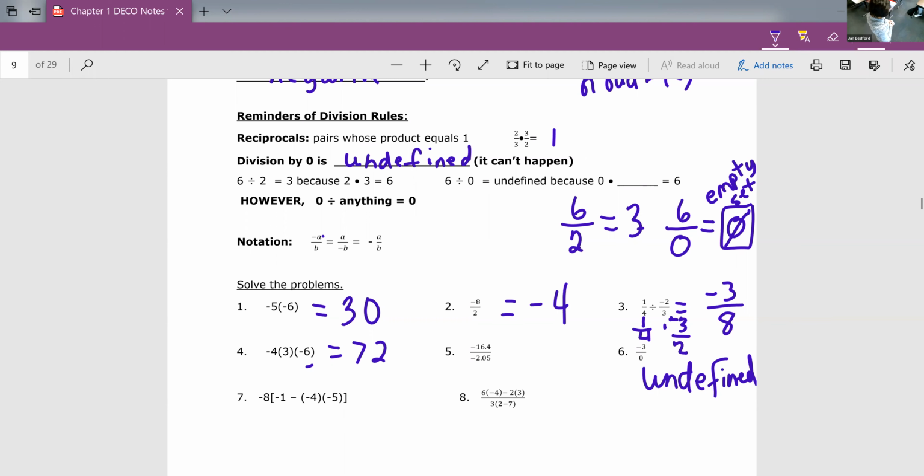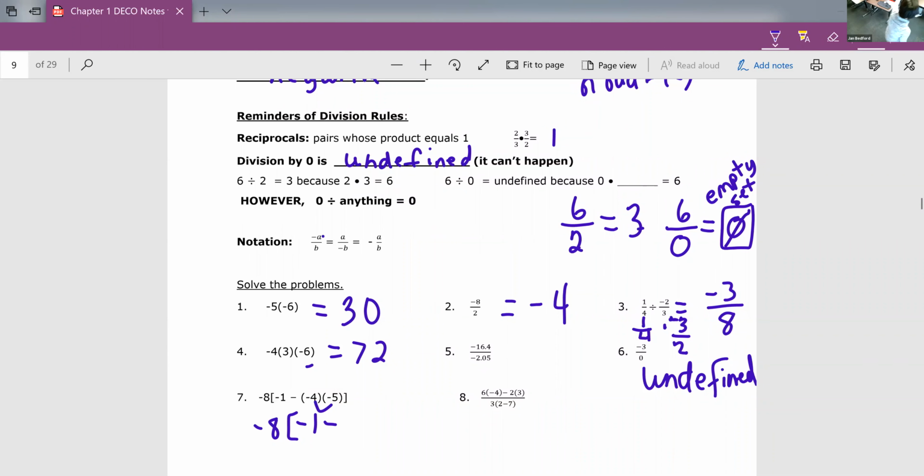The -1, -5. Excellent. I've got brackets here, and inside the brackets, I see there are 2 things that need to be multiplied, and I've got a subtraction. So I want to multiply first inside the bracket. So I've got -8 bracket, -1 minus.